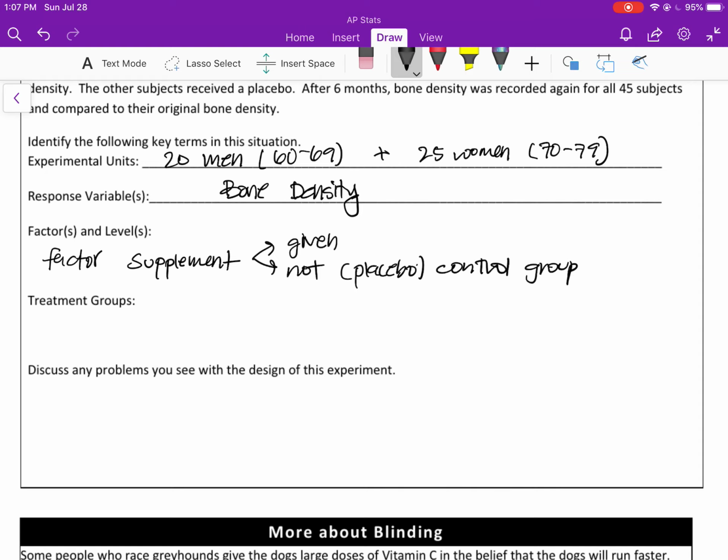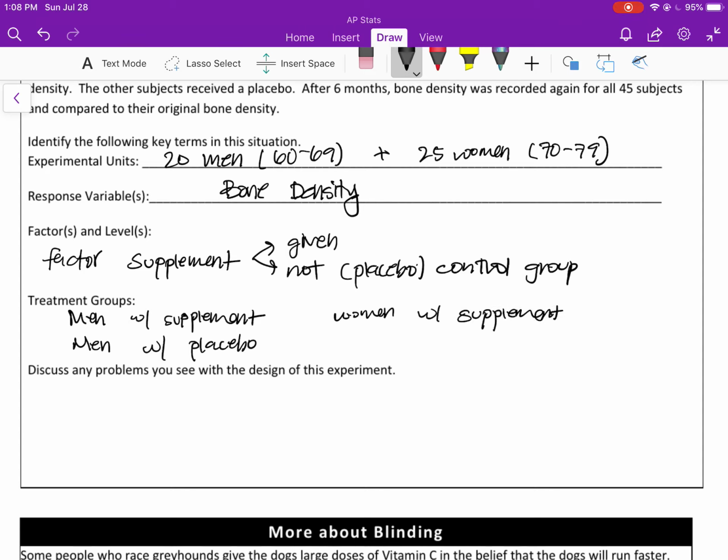So the treatment groups would be the men with supplement, men with placebo. Same thing for the women with supplement, women with placebo. And remember that those that are getting the placebo are the control groups. Okay. Discuss any problems you see with the design of this experiment.